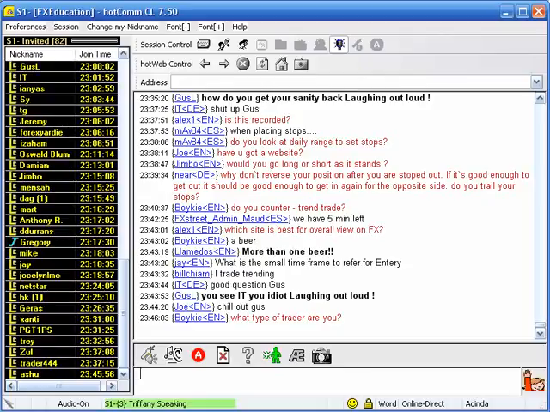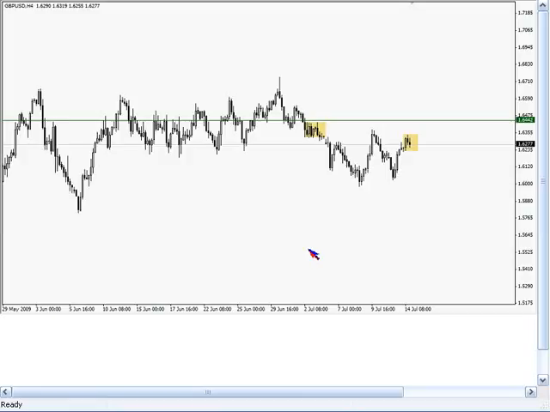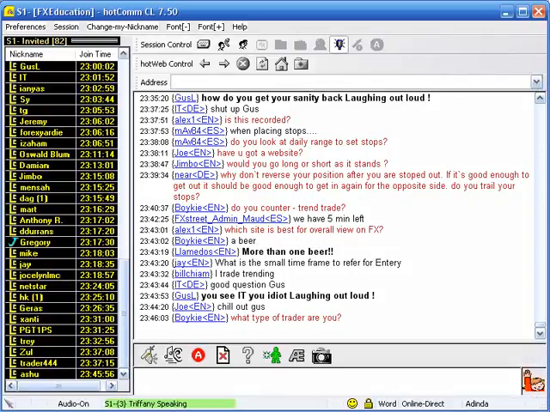Jimbo asked, would you go long or short as it stands right now? Actually, there's no trade for me right now. I'm going to watch her break outside that box one way or the other. Why don't you reverse your position after you're stopped out? It's good enough to get out. It should be good enough to get in for the opposite side.